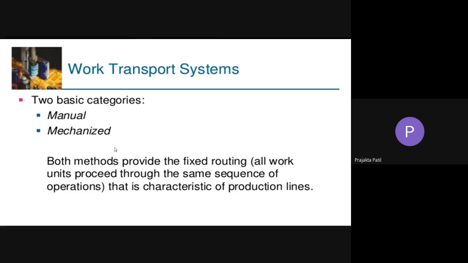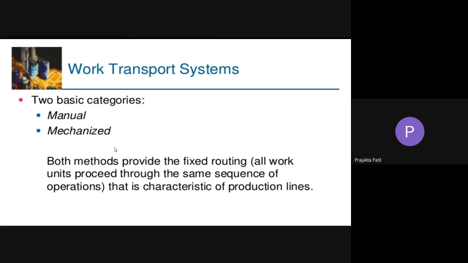Next is the work part transport system. Basically, this has two major categories, manual and mechanized. Both these methods provide the fixed routing that is characteristic of a production line. That means the work parts can either be transferred manually or by mechanized transport. That is, either a human worker can move the part from one station to another, or you have mechanized powered work part transport systems in place which will move them on their own.